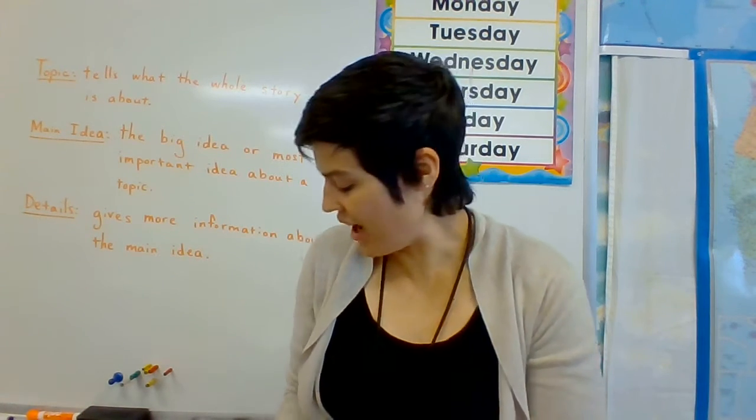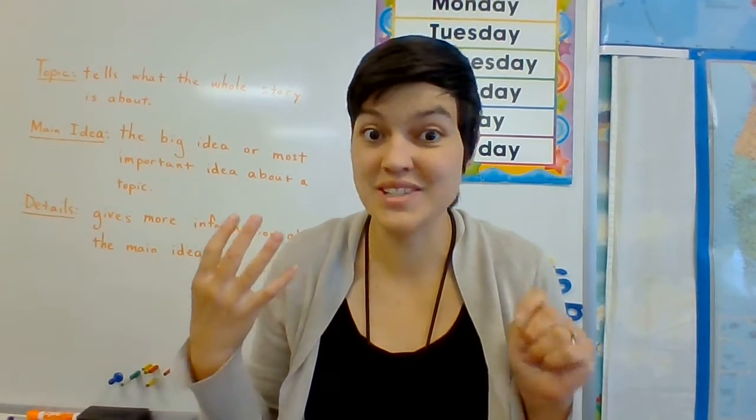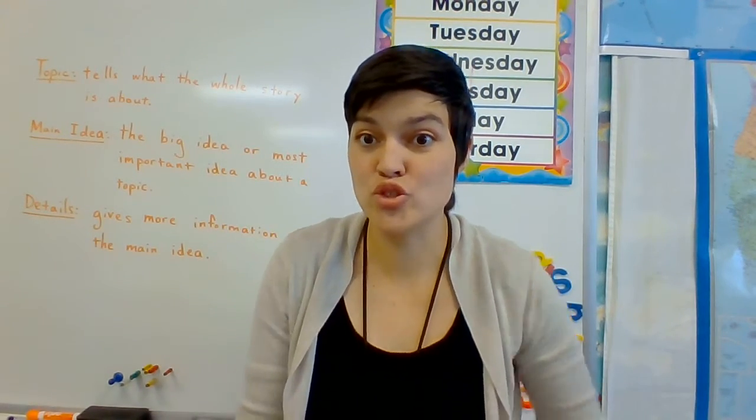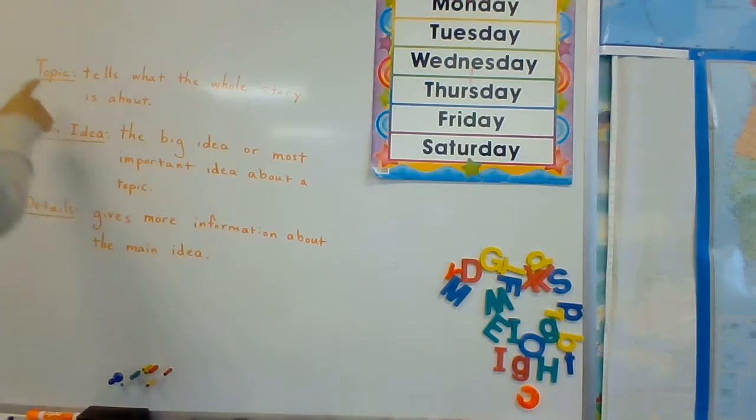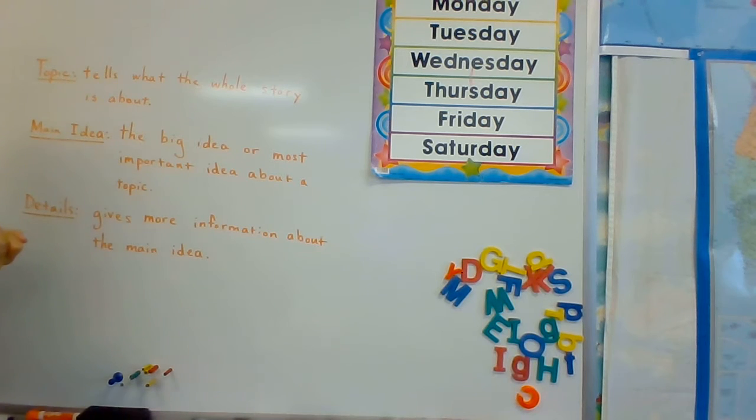Today we are going to talk about how a story is written. So, a story has a topic. A topic is what the story is about. So, topic tells what the whole story is about.